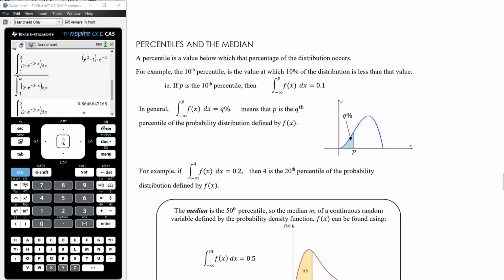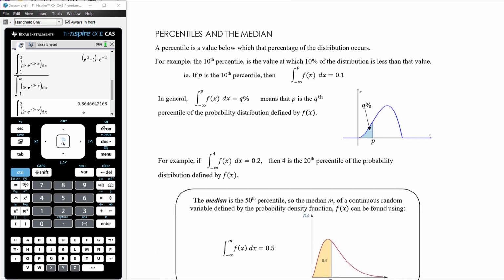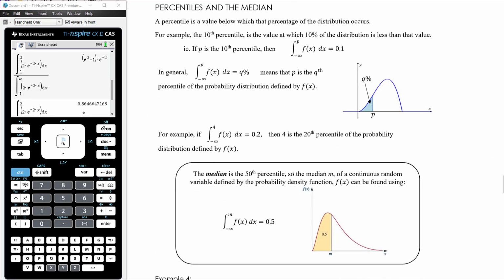Percentiles and the median. Another measure of spread is the median, but we might also talk more generally about percentiles because the same logic applies. A percentile is a value below which that percentage of the distribution occurs. If we say that we're at the 80th percentile, that means 80% are lower than me and 20% are higher than me. If I'm at the 80th percentile for height, which I'm certainly not, that means that 80% of people in whatever the group is are shorter than me, 20% are taller than me.